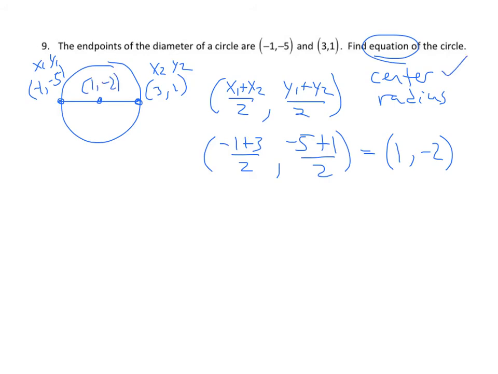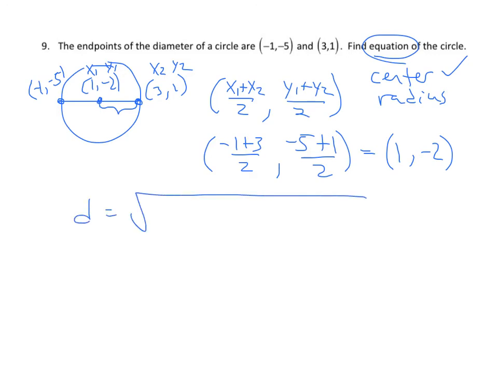So I have my center, and now I need the radius. And the radius is going to be the distance from the center to one of the endpoints. So I can find the distance from the center to the left-hand endpoint or the right-hand. I'm going to do the distance between the coordinates 1, -2 and 3, 1. So now this will be my x1, y1, and I'll use the point 3, 1 as my x2, y2. And we use the distance formula.